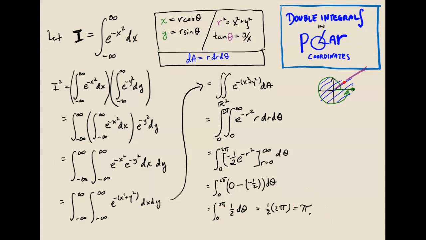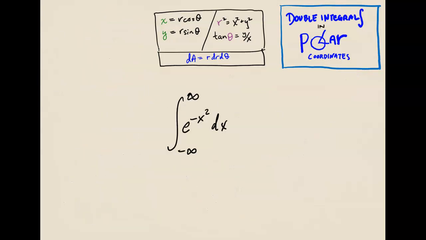But what is this thing we just computed? You may have gotten lost somewhere along the line. This is equal to this, equal. It's I squared. So since I squared is pi, it follows that I is the square root of pi. And I, of course, was our crazy integral we started with in the first place. So we now know that this integral is the square root of pi.